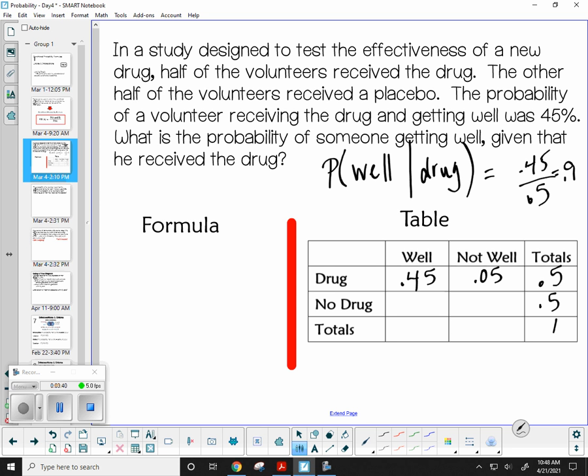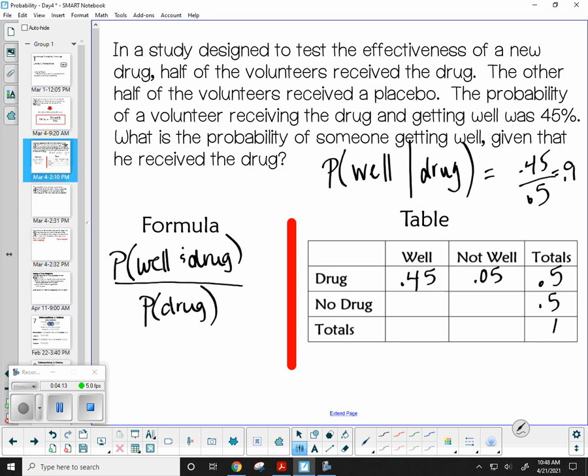You're very quiet, are we okay? Okay. Now let's think about this formula. Let's think about the formula side. So we're still looking at the probability of getting well given they had a drug. Right? So my formula says I need the probability of getting well and having the drug divided by the given, which is the probability of getting the drug. Okay, so I'm just writing that out. So we think about it in terms of words rather than symbols.